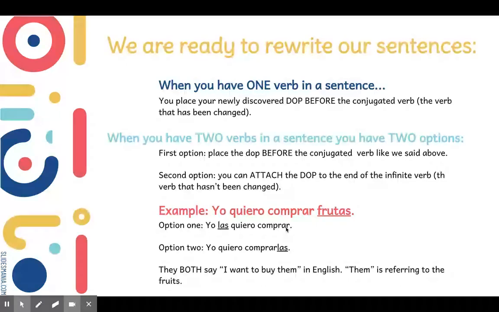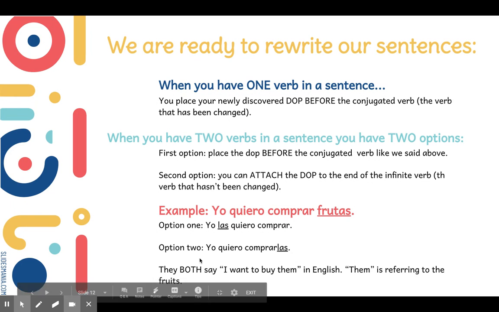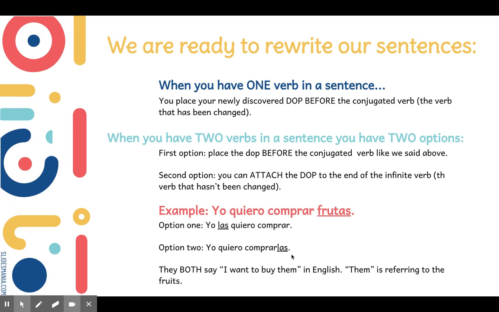And this one's AR. So I put the las before the conjugated one. Yo las quiero comprar. Now, my other option, I can literally attach it to the AR and say, yo quiero comprarlas, right? Comprarlas. Both of these translate in English to, I want to buy them. What was them referring to? Fruit. Okay, they, the fruit.